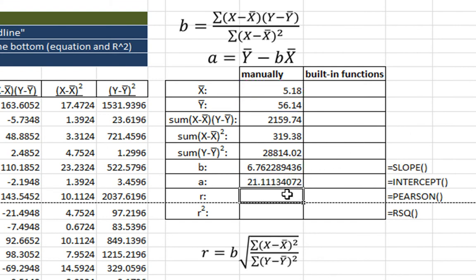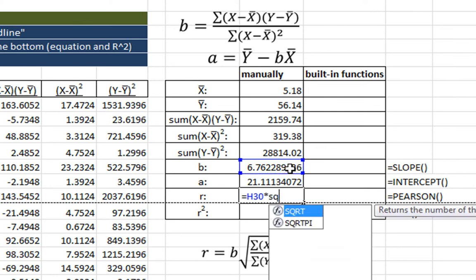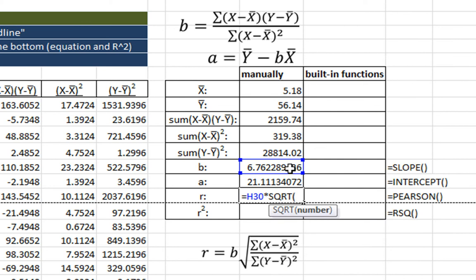And we'll also go ahead and calculate our r and our r squared. And the formula for r is right here. So equals b times square root the deviations of x squared divided by the deviations in y squared. So all of that's under the square root. Close our parentheses and hit enter. And our r squared is just going to be r squared.